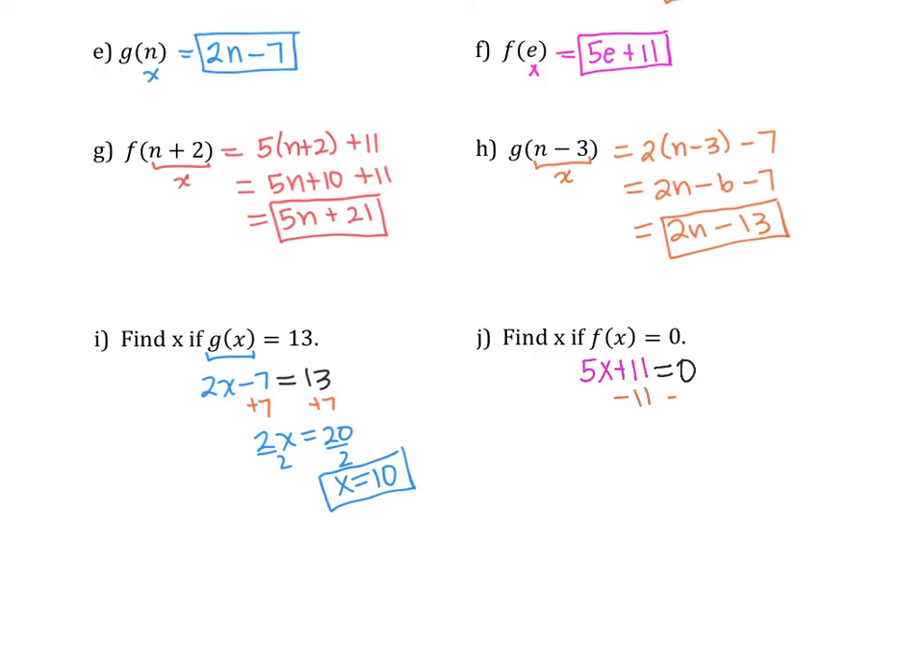Minus 11. Is that a fraction? That's a fraction. Okay, so it asked me to find x. I found x. x is negative 11 over 5 when f of x is equal to 0.